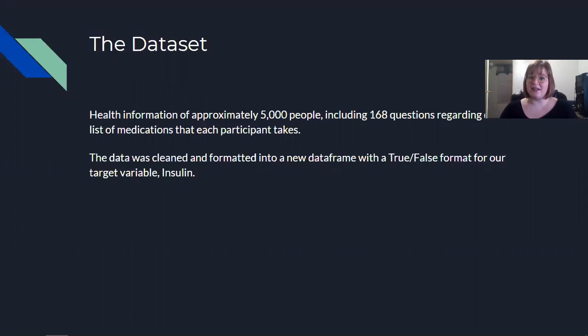So I cleaned the data and formatted it into a new data frame. I encoded whether somebody takes insulin or not in a true-false format, and that was our target variable, the one that we want to try to predict.